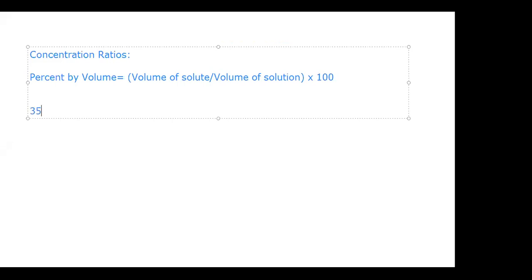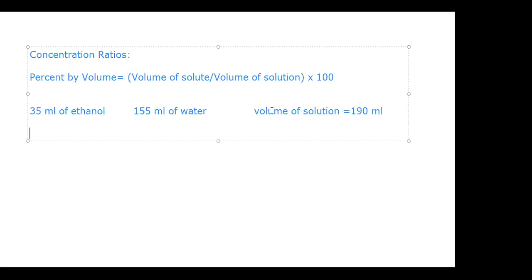If we had 35 milliliters of ethanol, okay, and we also had 155 milliliters of water, what percent of this is ethanol by volume? And so you would need to do 35 plus 155, which is going to be 190. So volume of solution is going to equal 190 milliliters. Okay, and then all you're going to do is take 35 divided by 190 times 100. Okay, and that is going to equal 18% ethanol by volume. Okay.